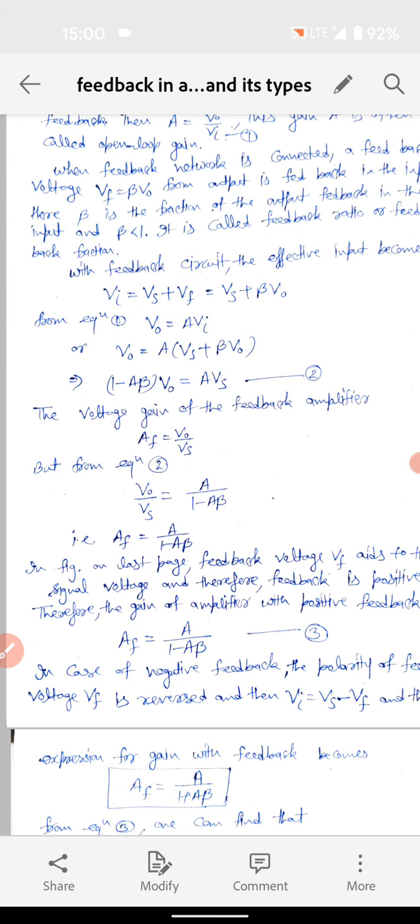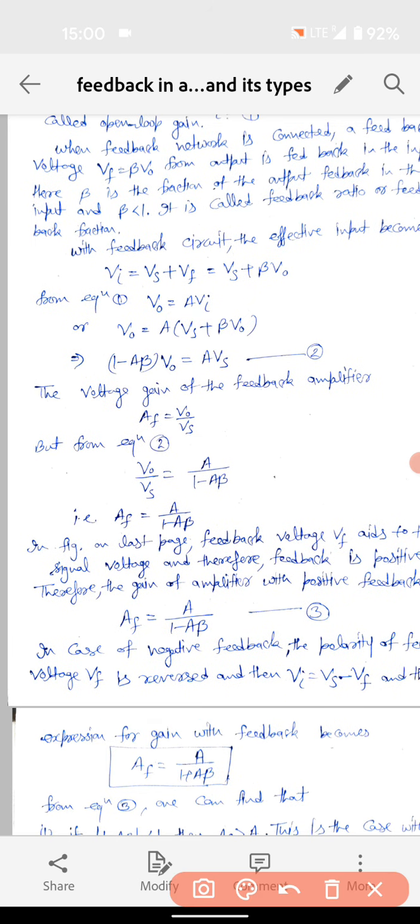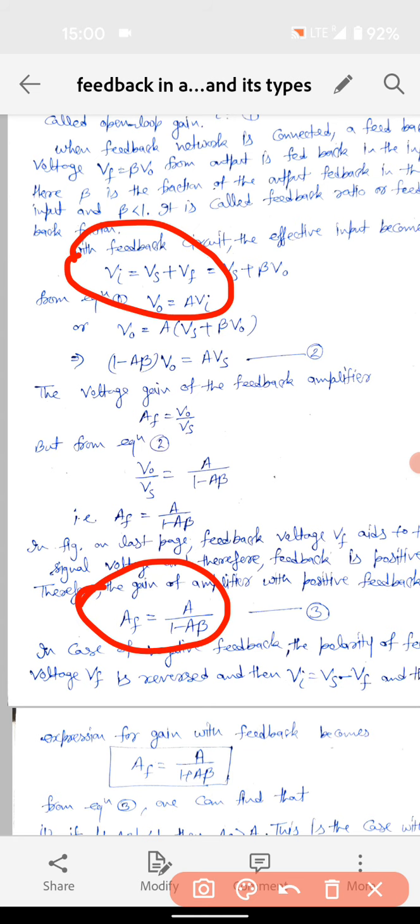If you remember the figure on the last page, the feedback voltage Vf adds to the signal voltage, and therefore the feedback is positive. Here we have used positive feedback, and due to that we have considered the input signal Vi to be Vs plus Vf. Because of that our feedback gain will be this.